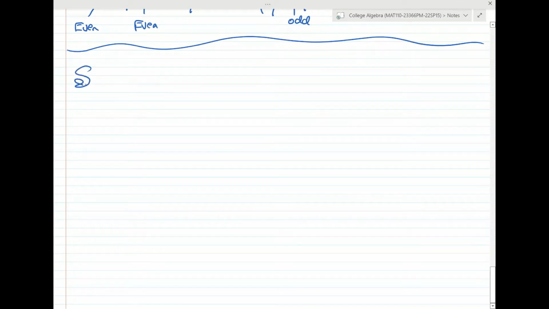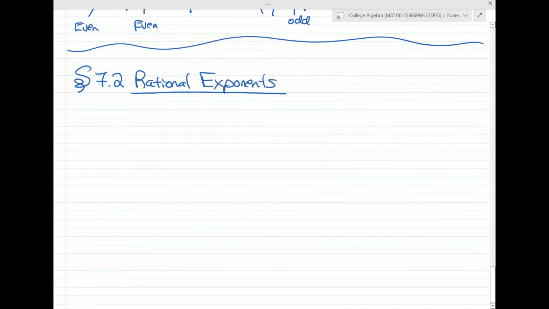Section 7.2. It's called rational. We just got done talking about irrational exponents. Rational just means can be written as a fraction. And we know exponents just means power.